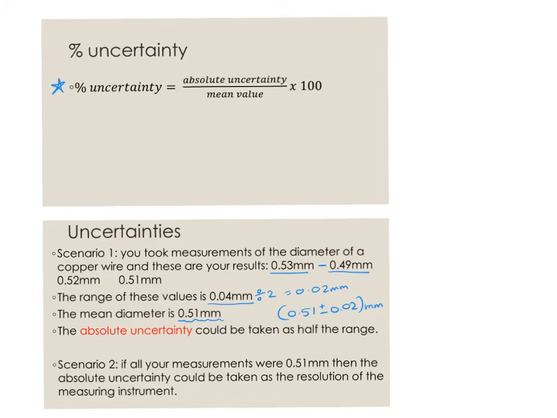Just remember that usually the best way to write absolute uncertainties and percentage uncertainties is to one significant figure. You don't need more, because usually that goes beyond the point of what an uncertainty is.